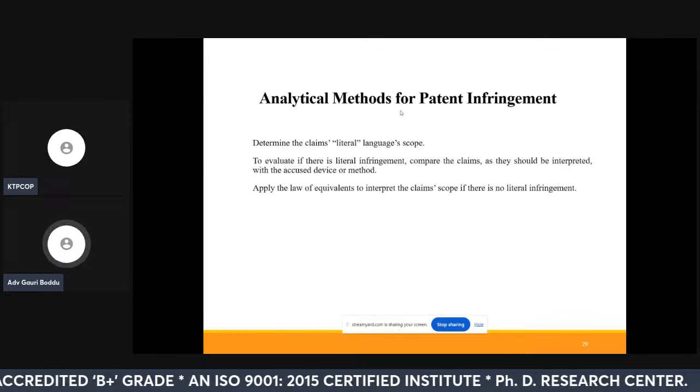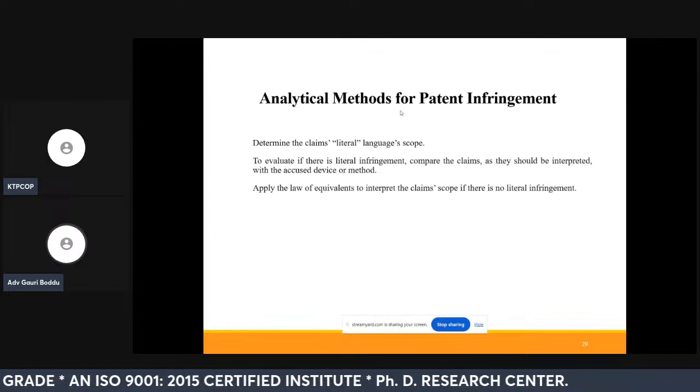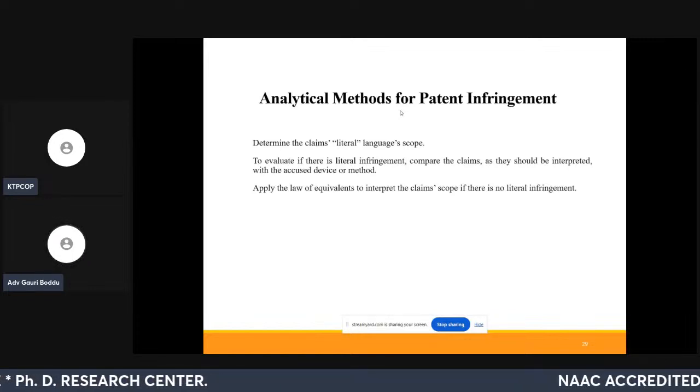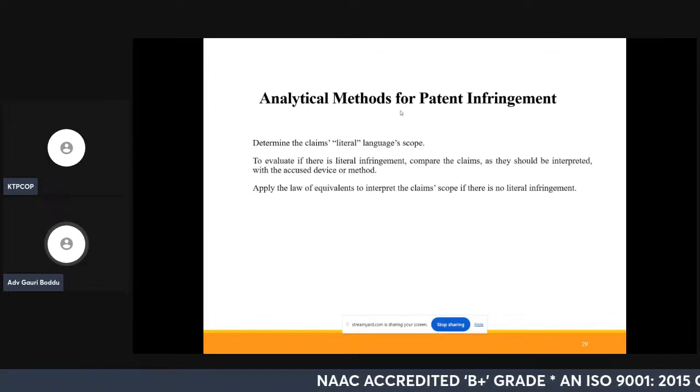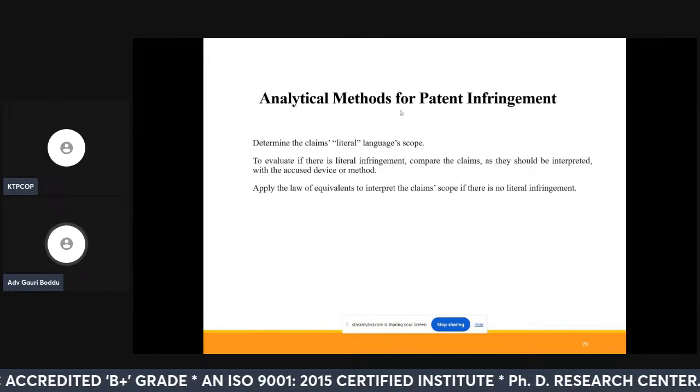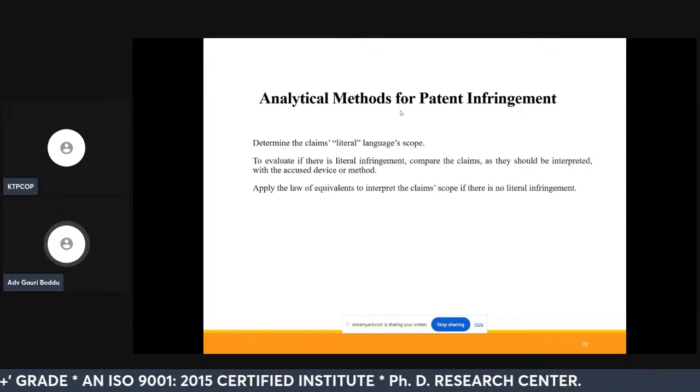A patented drug formula like A plus B versus an accused product A plus B. A has used a formula and B is copying the same, using the same method, and it matches exactly, so it is a patent infringement. Now let's see the second example.